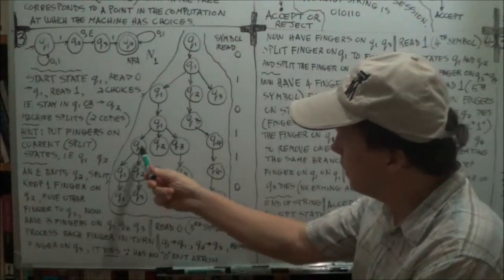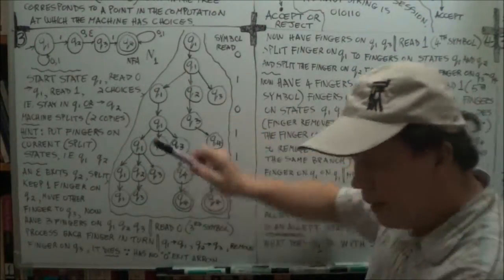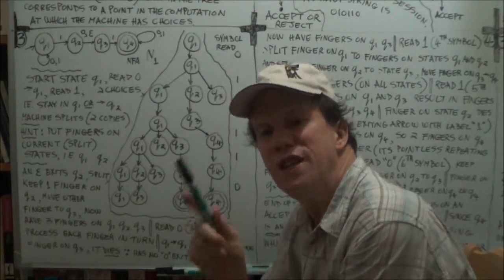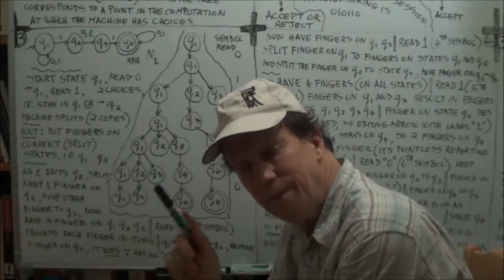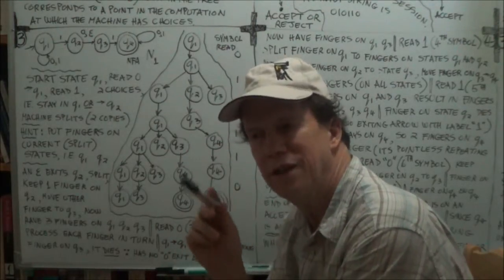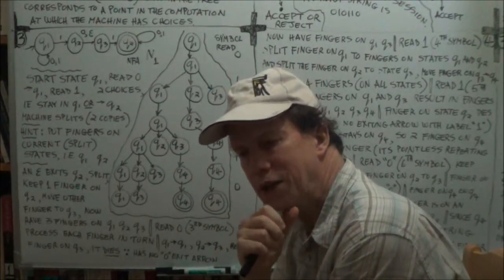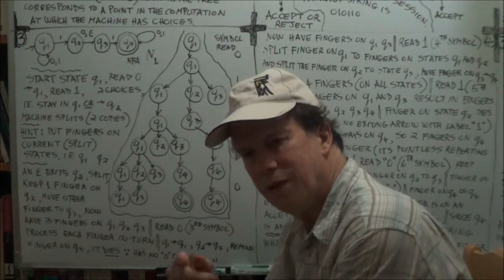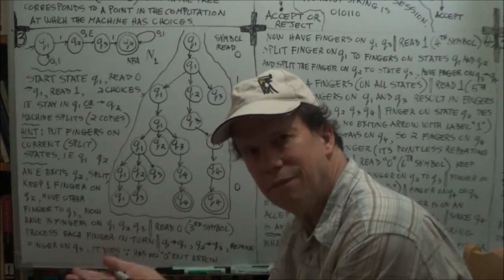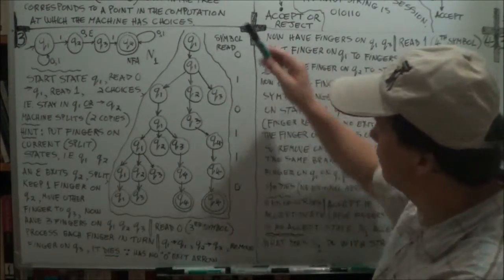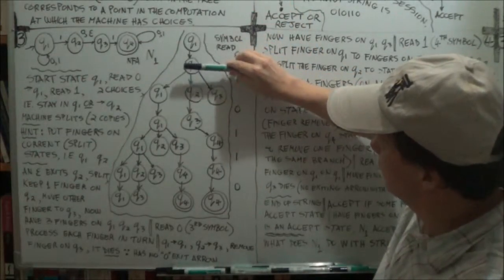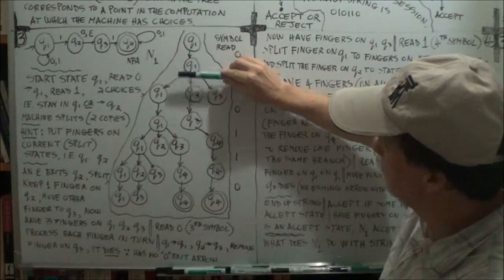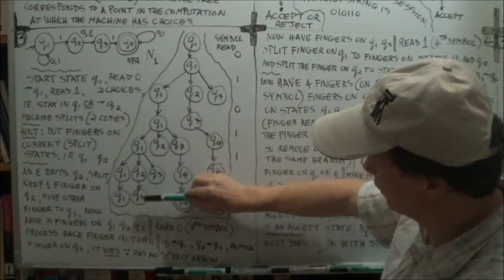Okay, so the number of states at a given level represents the number of machines that are working away independently of each other. The number of branches, if you like, in the computation that exist after you have read, let's say, little n input symbols. So this is after having read 1 symbol, 2 symbols, 3 symbols, 4 symbols, 5, 6 symbols.